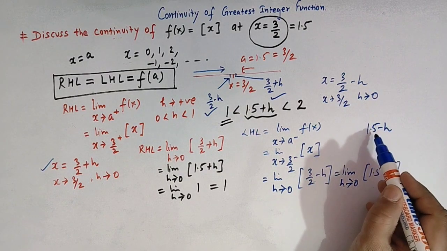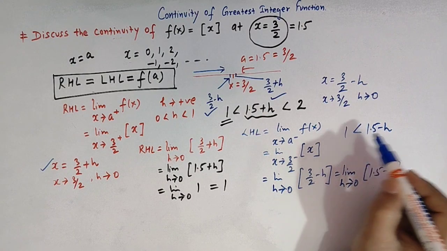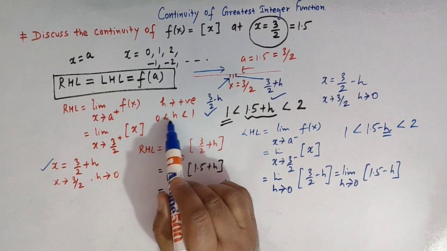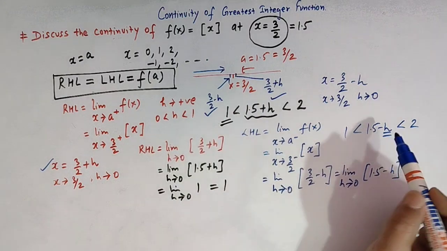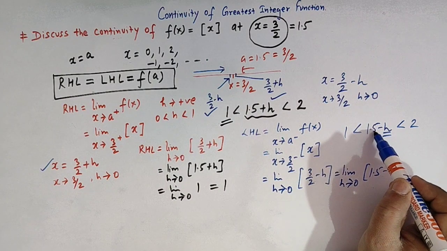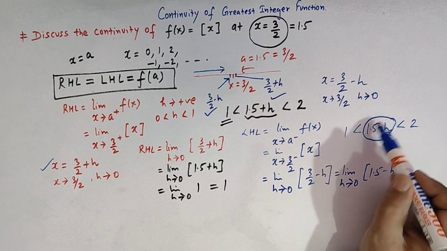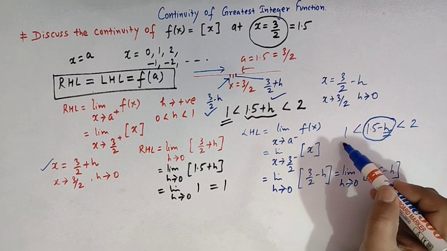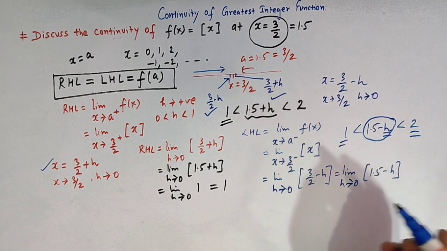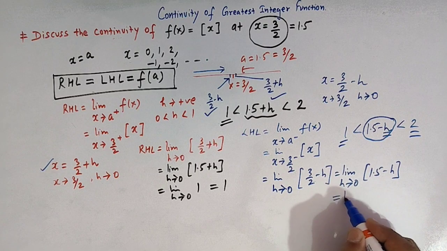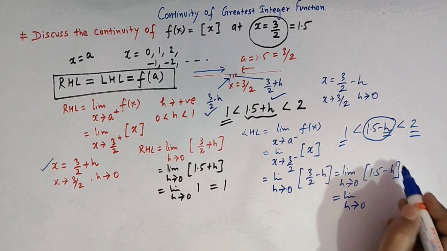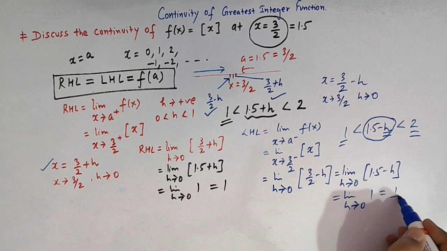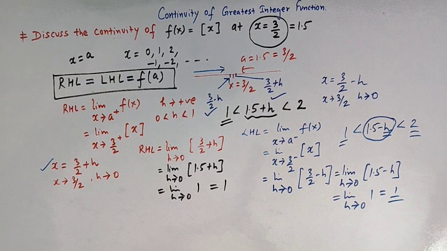Now this quantity is again greater than 1 but less than 2, because see, h is positive, right? And h lies between 0 and 1. So when we subtract h from 1.5, then this entire quantity is greater than 1 but it is less than 2, right? So 1.5 minus h lies between 1 and 2. So again, by definition of greatest integer function, the value of greatest integer of 1.5 minus h is equal to 1. So this limit is equal to 1, right?